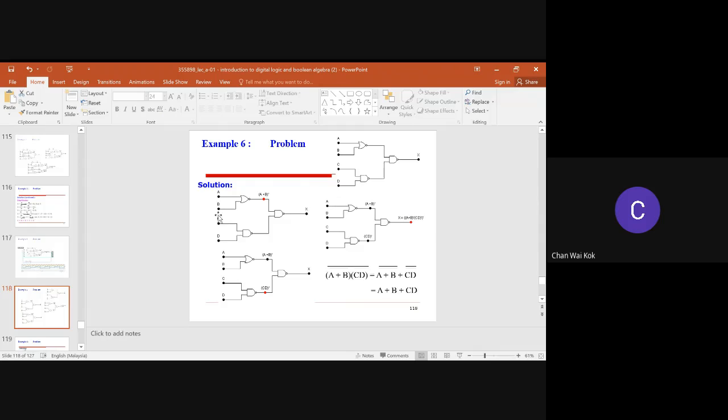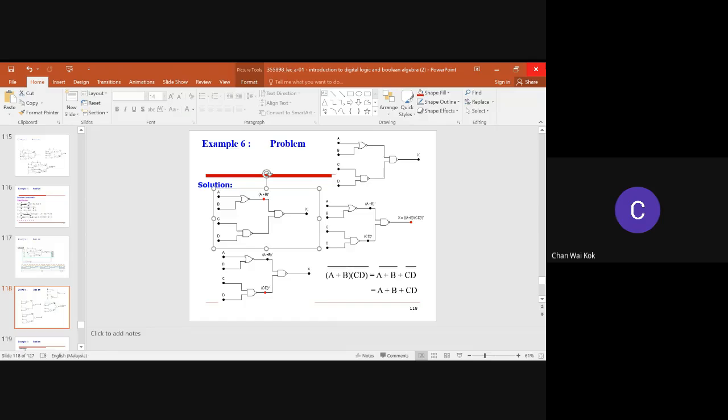Then you also have problem D. This one is using De Morgan's theorem. Basically, you have A plus B bar, then you have CD, and over here X equals to this one. First you use De Morgan's theorem. You take out the big bar, it becomes a small bar. So this one will become this one. And this part, I cannot break this out because of the bar. Then from here it becomes this one. This bar CD will become CD, and this bar A plus B will become A plus B. So you have this one.